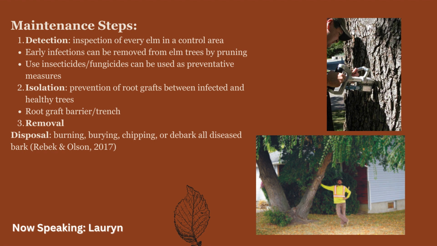To effectively manage Dutch elm disease, early symptom detection is crucial. Infected trees must be isolated to prevent disease spread to healthy elms. Careful removal using root graft barriers or trenches prevents accidental infection. Trenches range from 36 to 40 inches deep, halting the transmission by separating diseased and healthy trees. Infected elms are then removed and disposed of via burning or chipping to eliminate fungal spores, safeguarding our elm population.